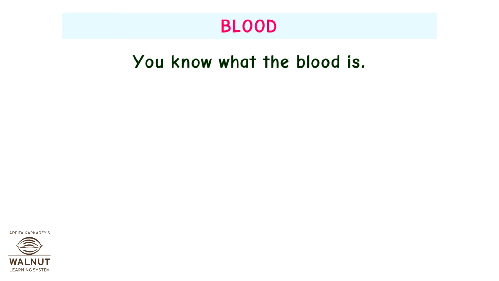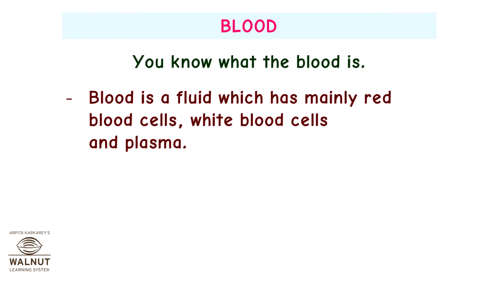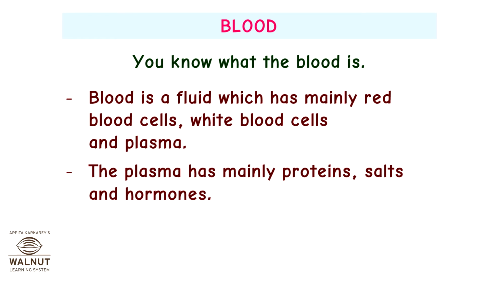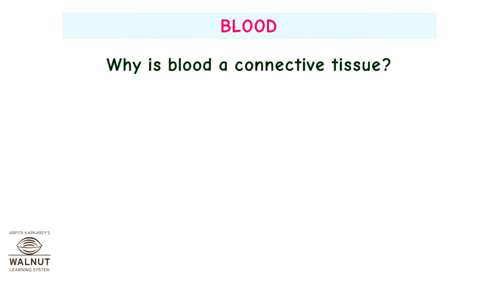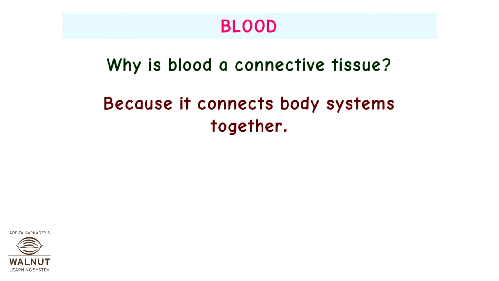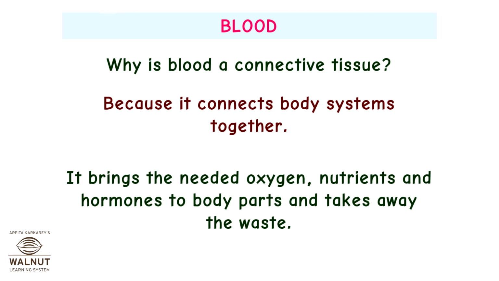Blood. You know what the blood is. Blood is a fluid which has mainly red blood cells, white blood cells, and plasma. The plasma has mainly proteins, salts, and hormones. Blood transports nutrients, hormones, waste, and gases throughout the body. Why is blood a connective tissue? Because it connects body systems together. It brings the needed oxygen, nutrients, and hormones to body parts and takes away the waste.